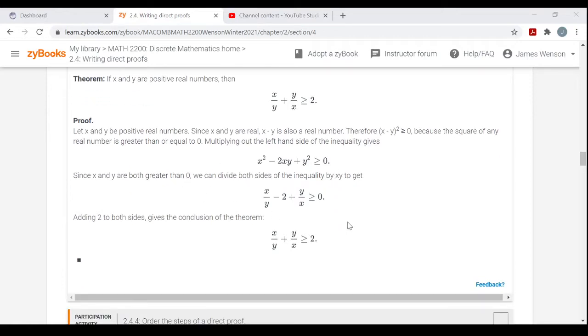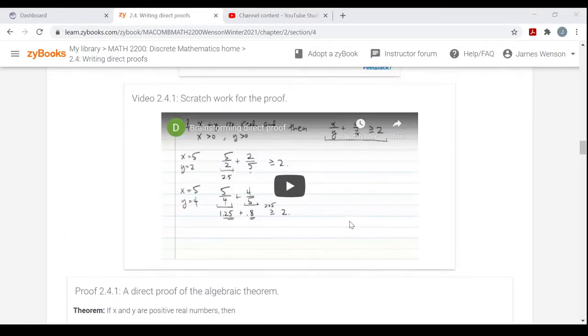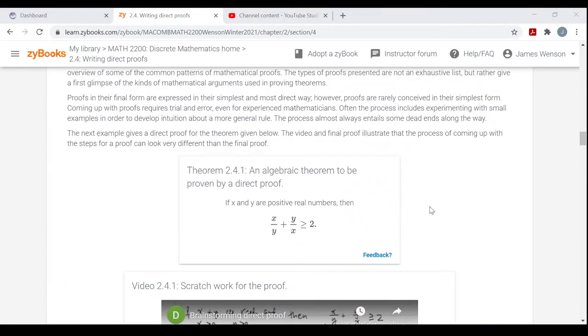Here's the final draft. So let me show you what I'm talking about. I'm going to do this theorem, and I'll show you the preliminary work, the brainstorming, the exploring, the scratch work that is done before I organize it into a valid final proof.